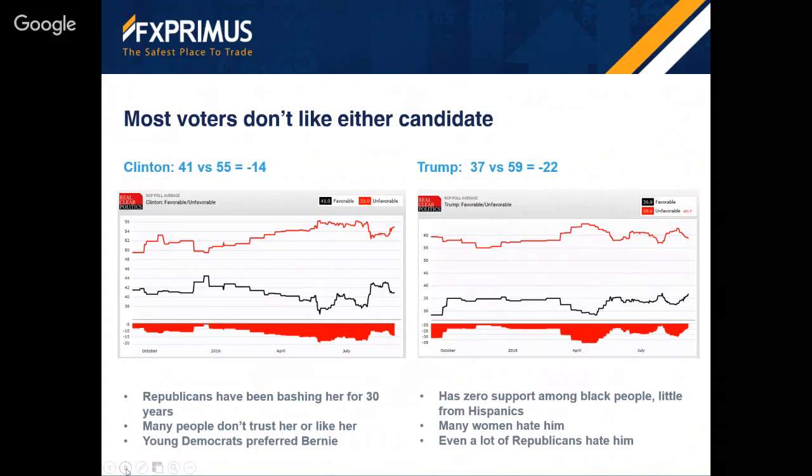We have polls. Who is the most unpopular? Mr. Trump, the guy on the right. His net position is -22. He has zero, I repeat, zero support among Black people. Little support among Hispanics. Many women hate this guy, and with good reason.